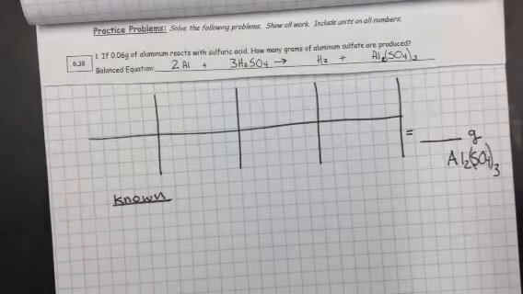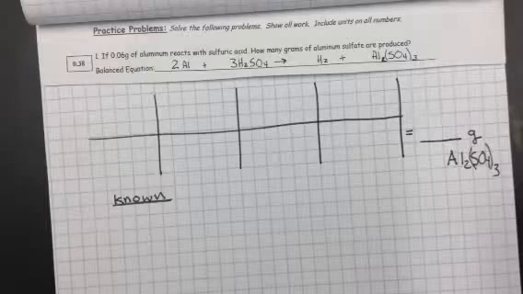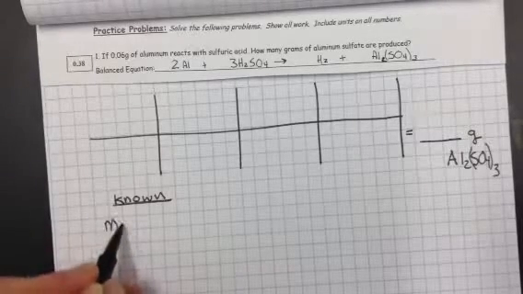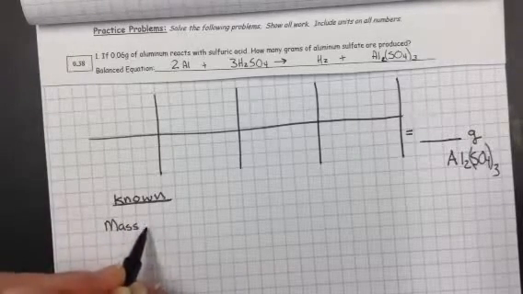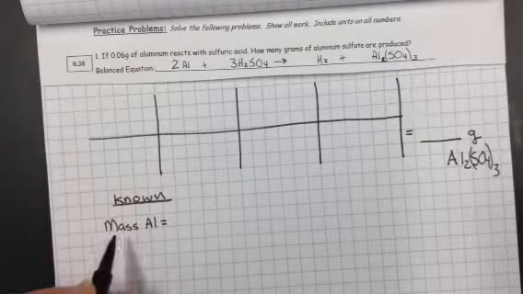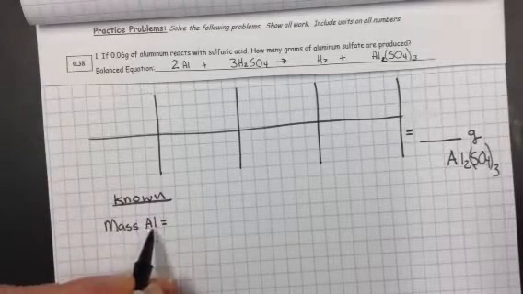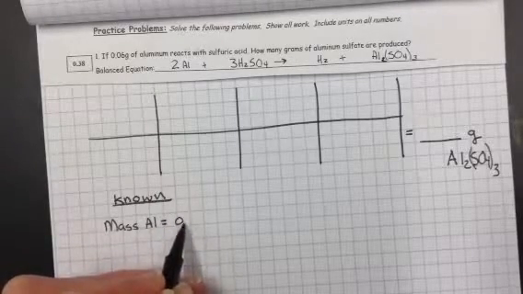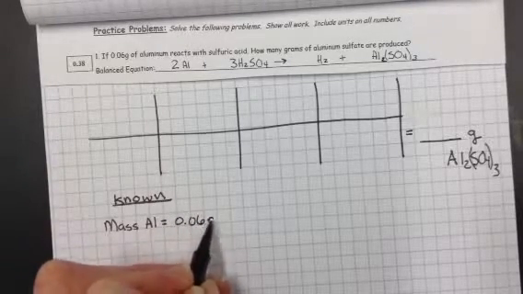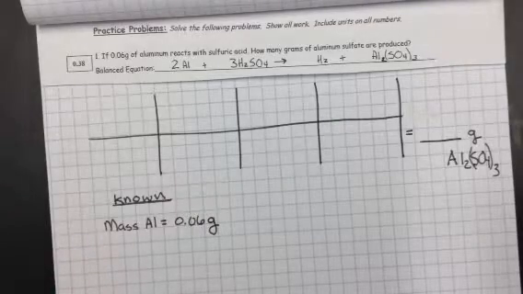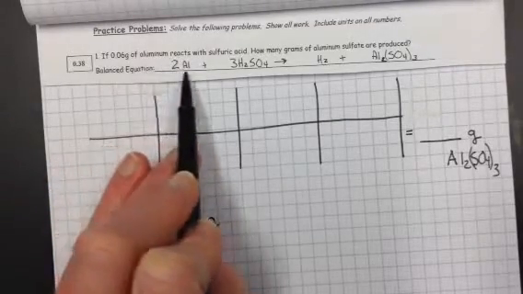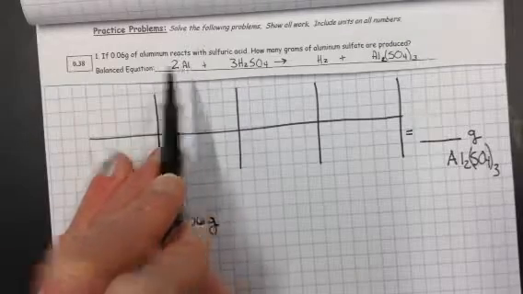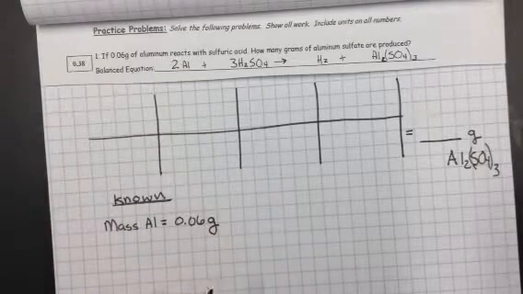What is known? We are given what is known, the mass of aluminum. And I'm writing down what it is, the quantity. I'm identifying the substance, and I am saying the quantity with the units. We know the mass of aluminum, and in this reaction, the aluminum is a reactant.